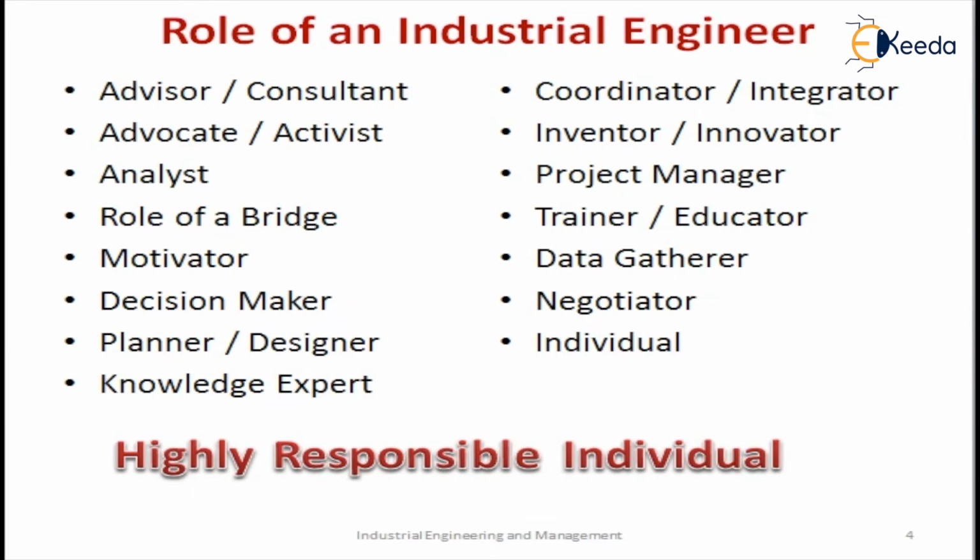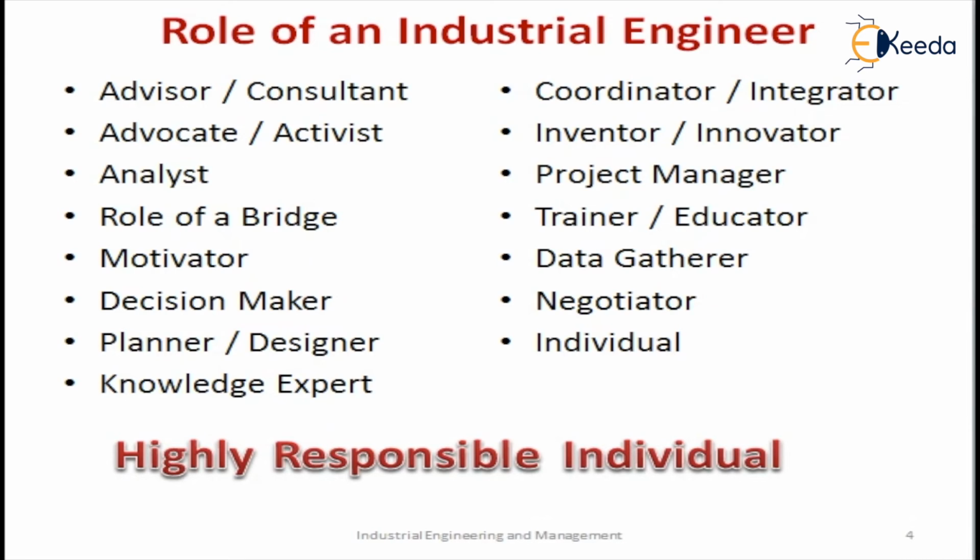Then a negotiator, for cost estimation as well as for selling that particular product. If a pen can be sold only for 5 rupees, then an industrial engineer has to have the knowledge of making that pen for 3 rupees so that 2 rupees is a profit for the industry. And as an individual, he should act individually in many places. So, he is a highly responsible person in an industry.